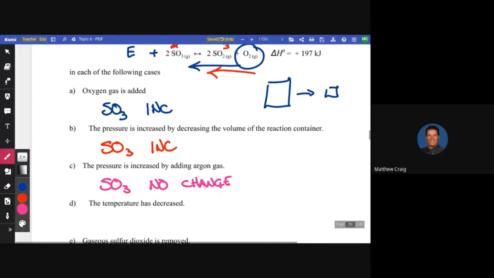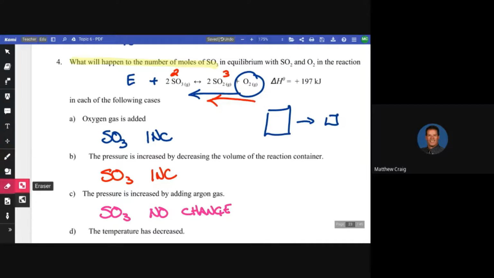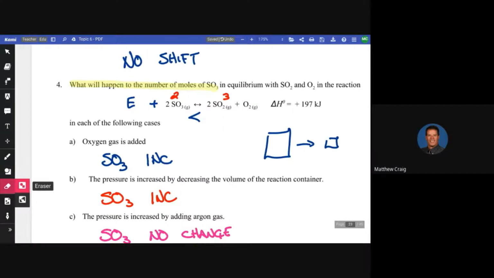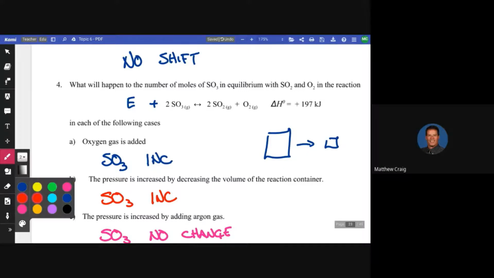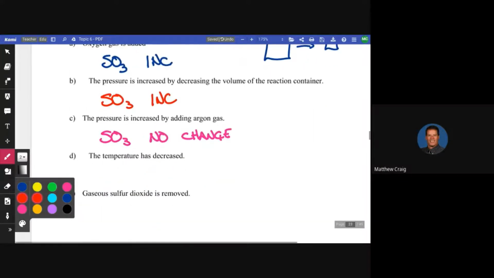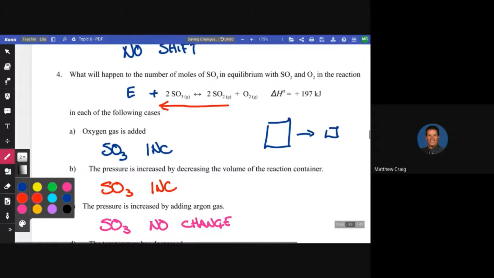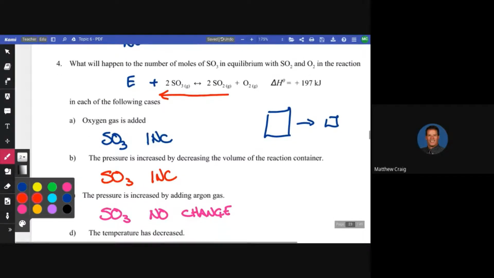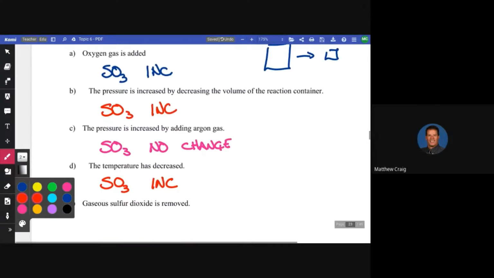Letter D says the temperature has decreased. So let me get rid of that. And we're looking at E. So the temperature is decreased, which means that we are removing energy. So that means we shift toward the energy, which in this case means SO3 increases. Again, we're shifting toward the reactants because we're reducing energy and it's endothermic.